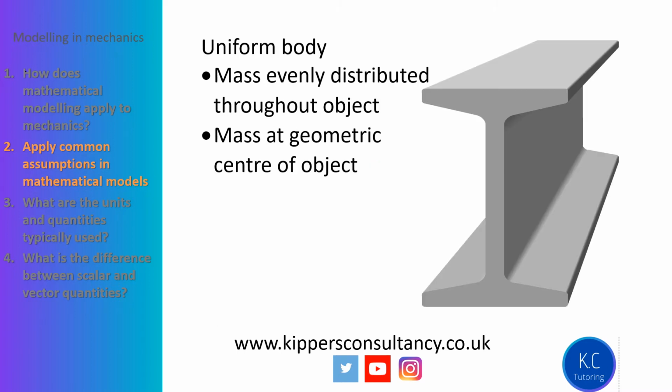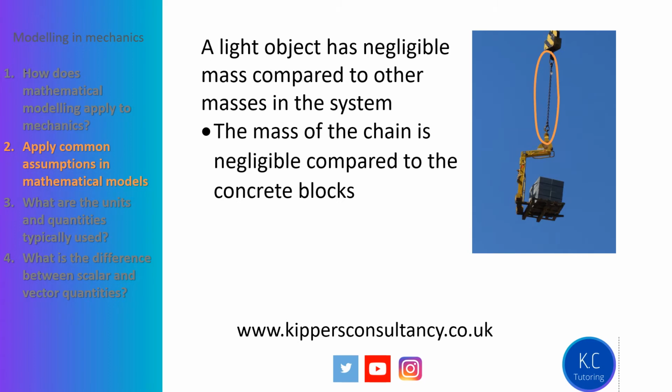A uniform body has its mass evenly distributed throughout the object. The word uniform means constant. A uniform body has its centre of mass at the geometric centre of the object. A light object is an object whose mass can be considered negligible because its mass is so much smaller than all of the other masses in the system.